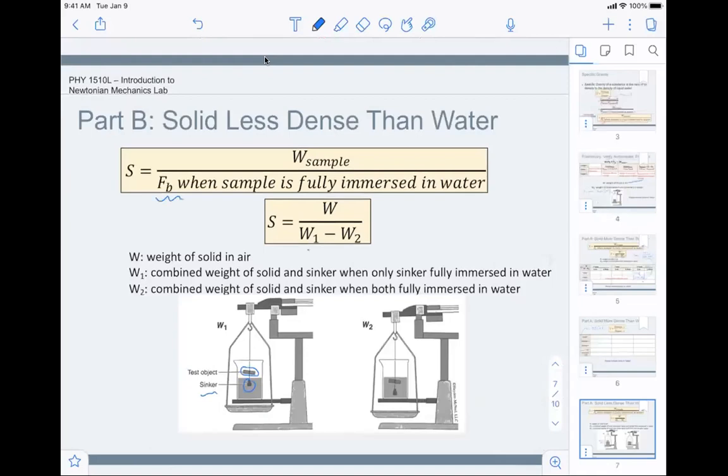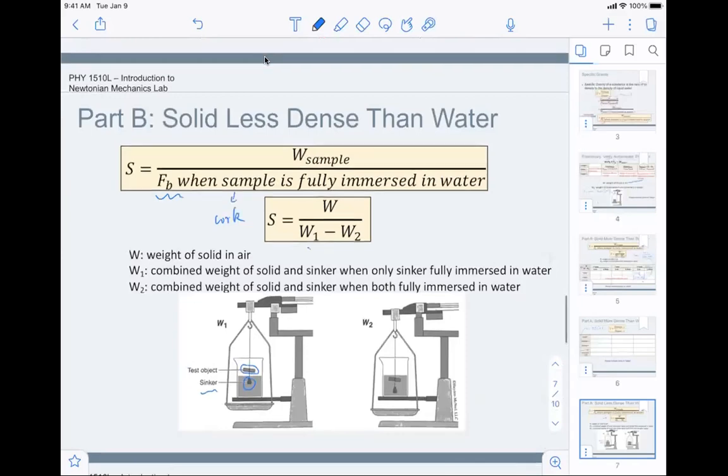The buoyant force when the sample, which is this cork, is immersed in water is the difference between weight one and weight two. The sinker is always in water in both cases, just so that the sinker is not a factor. The difference between these two scenarios is that the cork is now in air and now the cork is in water, and you measure that weight difference. That difference will be how much force is supporting the cork from the water, right? The sinker is the same in both cases, so it's not going to matter.